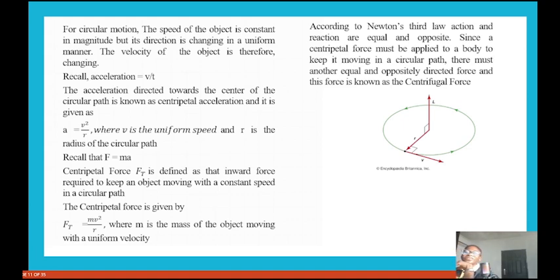So since a centripetal force must be applied to a body to keep it moving in a circular path, there must be another equal and oppositely directed force, and that force is known as the centrifugal force. Basically, centrifugal force works opposite to centripetal force. Centripetal force is the inward force required to keep an object moving with a constant speed in a circular path, while centrifugal force acts opposite to it.